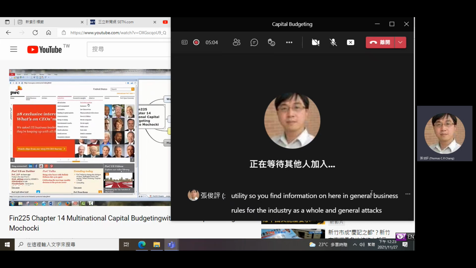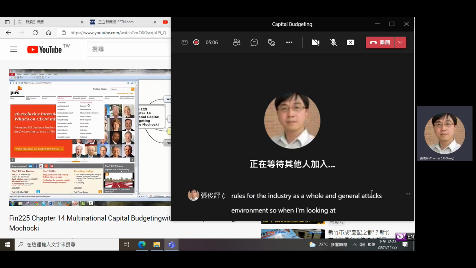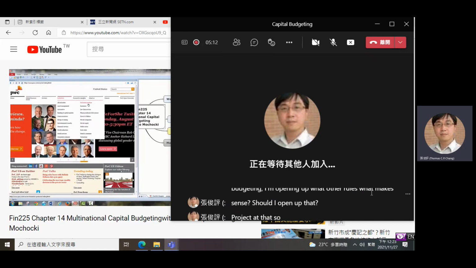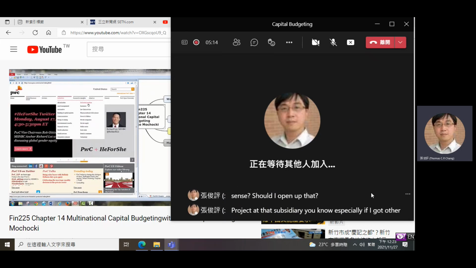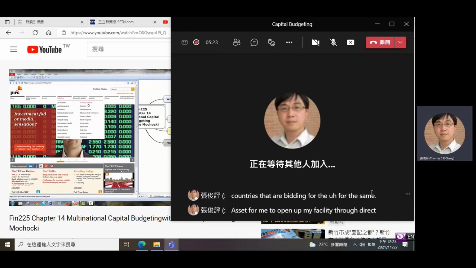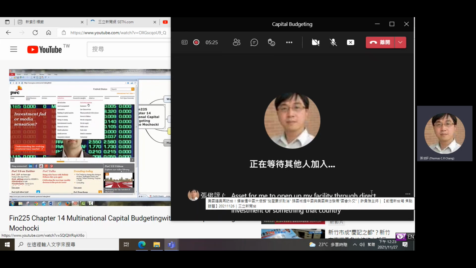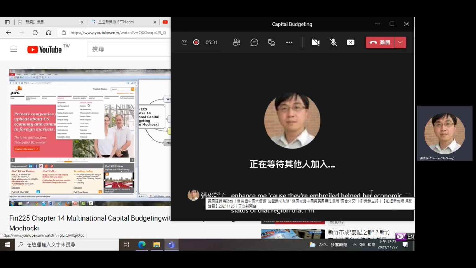So when I'm looking at capital budgeting, I'm opening up what are the rules, what makes sense. Should I open up that project at that subsidiary? Especially if I've got other countries bidding for the same asset for me to open up my facilities, either direct investment or something in that country. They're trying to entice me because remember, it'll help the economic status of that region that I'm opening up, because they'll hire people, they get taxed. There's a lot of other things we're going to be talking about.